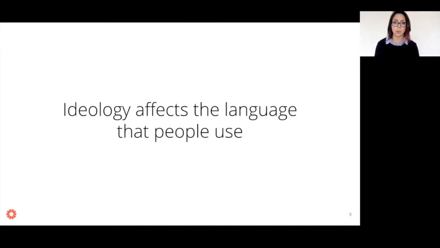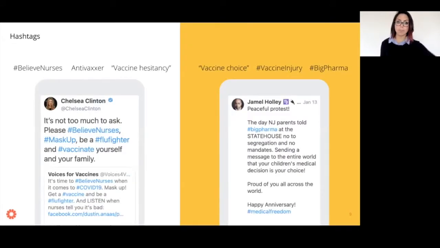So we're going to look at an example here around vaccines. The one on the left is a tweet by Chelsea Clinton, who is the daughter of Hillary Clinton, who ran for president of the United States, and she is pro-vaccines. On the right, you have a tweet by someone who is more on the vaccine hesitant side of the conversation. And look at how different the words are that they're using to talk about the same issue.